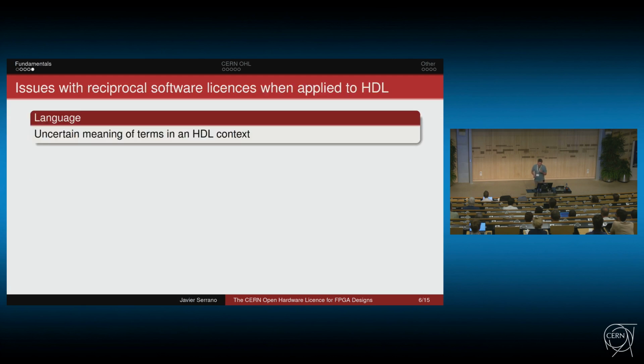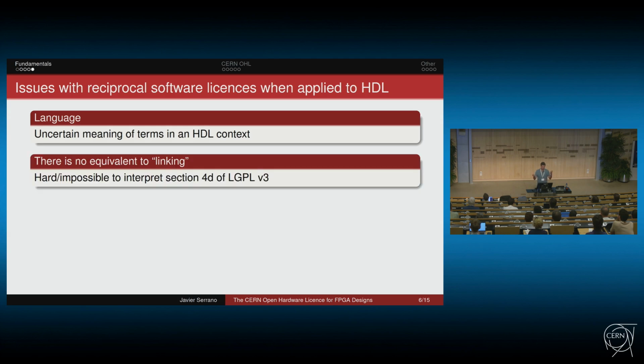So what are the issues with the two reciprocal types when you apply them to HCL? First of all, the language. They use terms which are difficult to relate to for an HCL designer, which bring lack of clarity, which is never good for legal purposes, because it leaves a lot of room for interpretation. Then for the particular case of weakly reciprocal licenses, there is no real equivalent to linking.